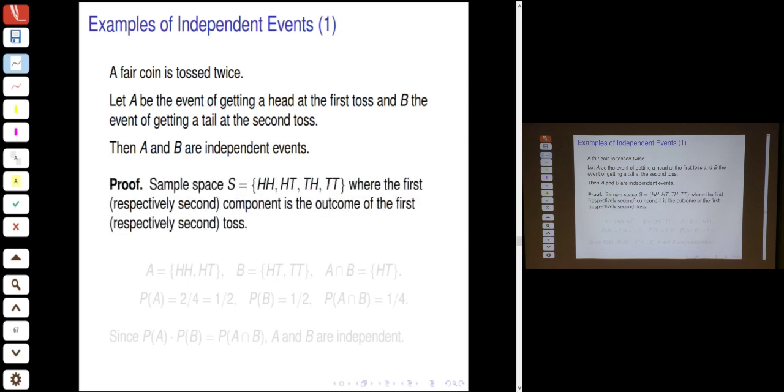So let's try. What is the sample space? It's this, and the size is 4. Now what is A?